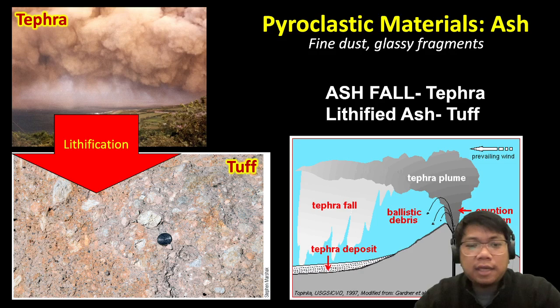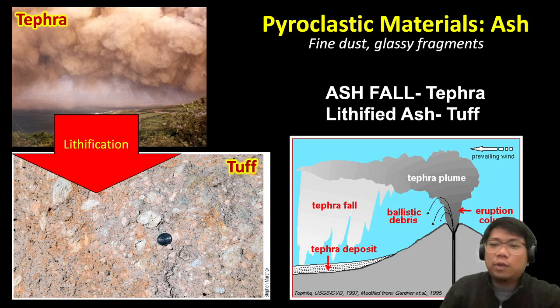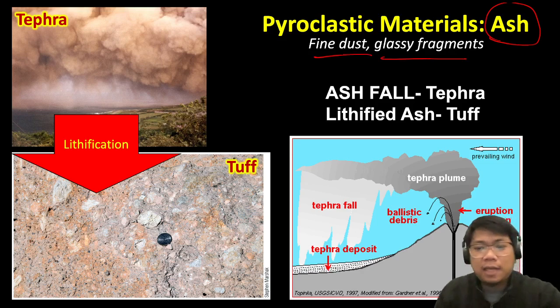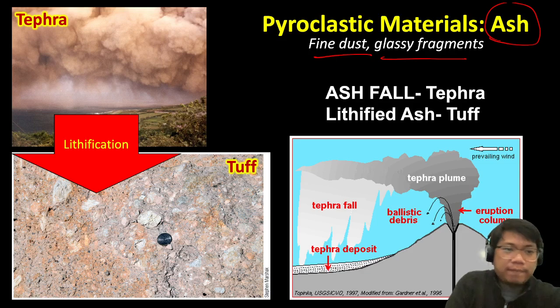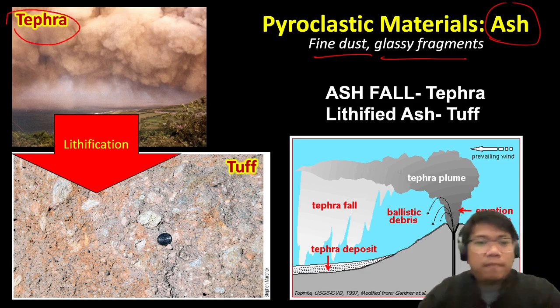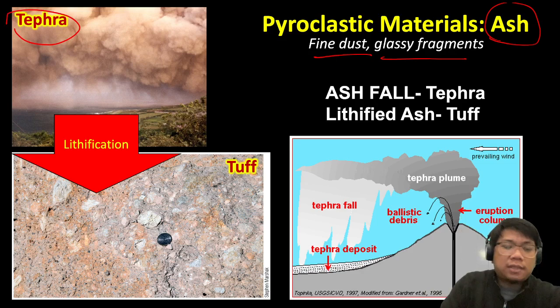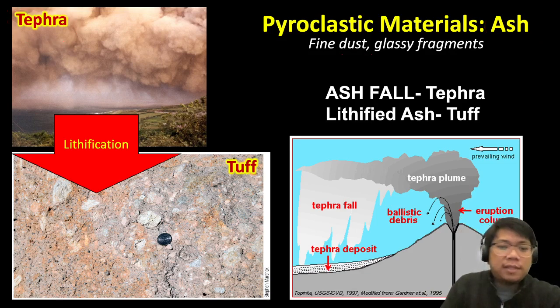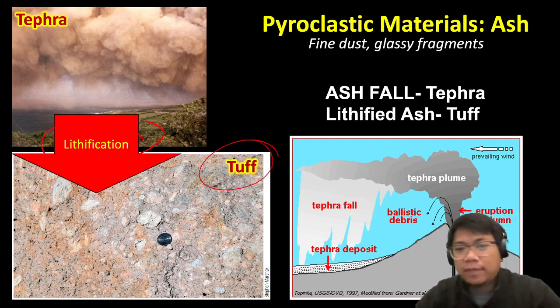So here's an example of pyroclastic material, the finest one, which is volcanic ash, that mostly consists of fine dust and glassy fragments. This volcanic ash is called tephra before it becomes solid rock. But once it undergoes lithification and becomes solid rock, the rock is called tuff.